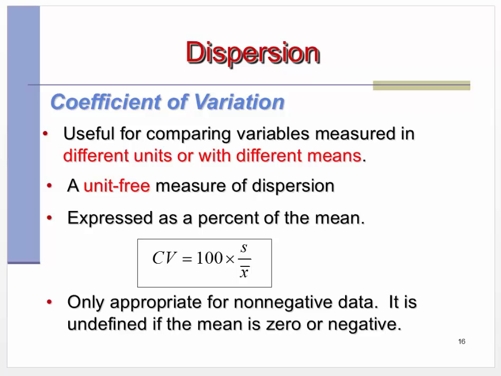Okay. There is also the coefficient of variation, which is useful for comparing variables measured in different units or with different means. It's a unit-free measure of dispersion. It's expressed as a percent of the mean. That is S, the standard deviation, over x bar, times 100, the CV. Okay? It's only appropriate for non-negative data. It's undefined if the mean is 0 or negative.